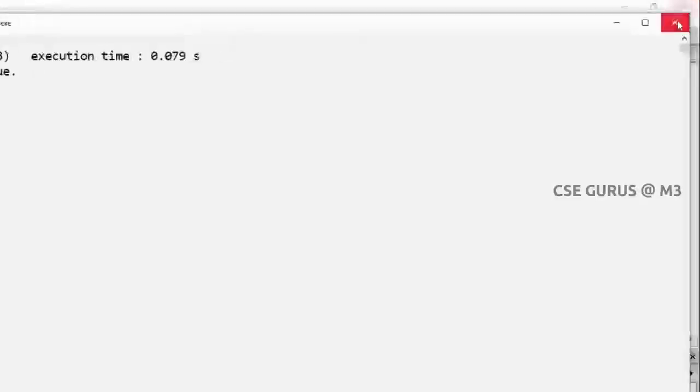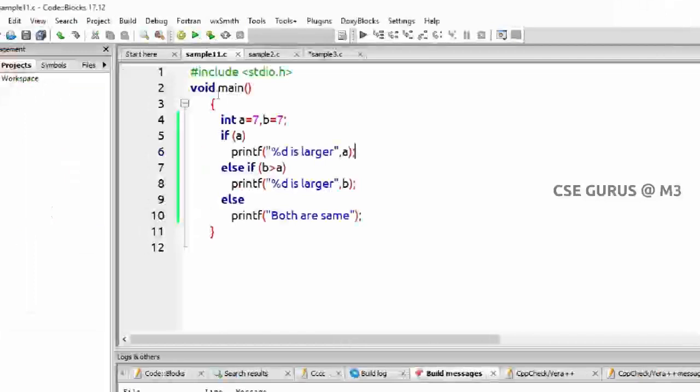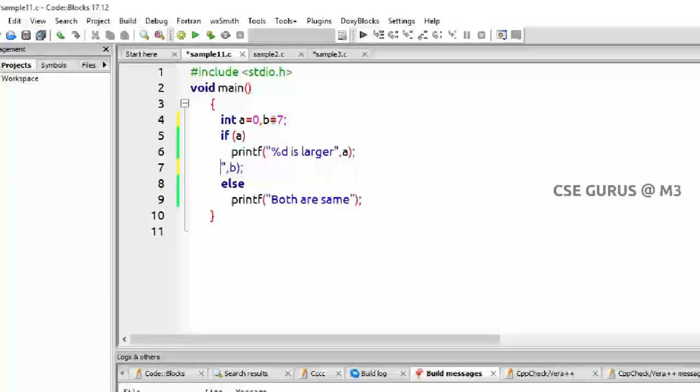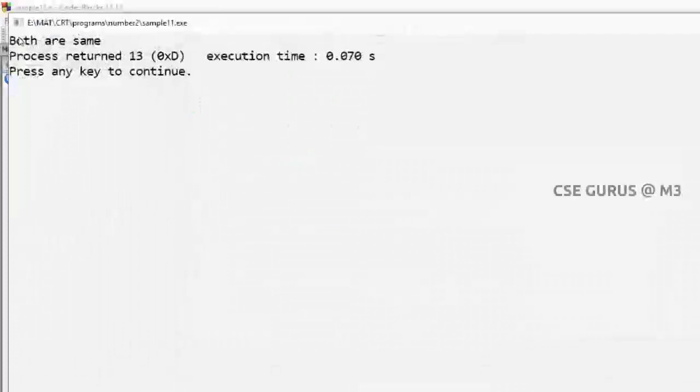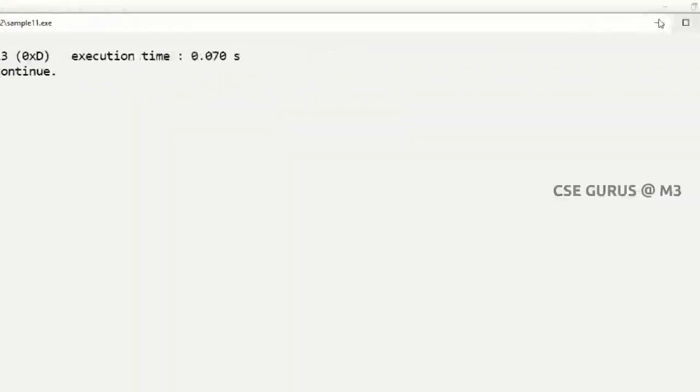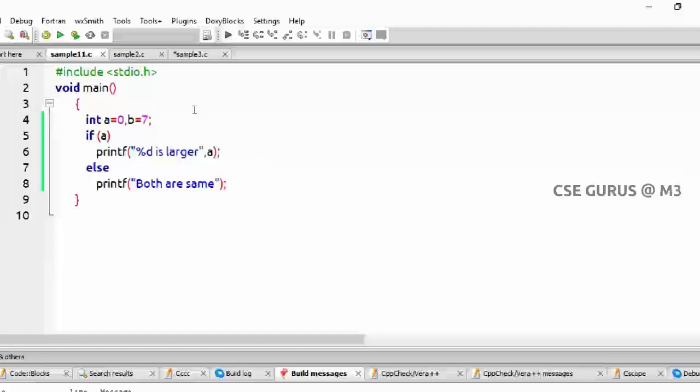Yes, 7 is larger. Now let me take a value of 0. Then it has to come to the else if. I'll write a very simple statement. If of a means 0, so this is false, which means it directly comes to the else part. So the output will be both are same. This is all we need to remember. It is not at all an error if you write like this.